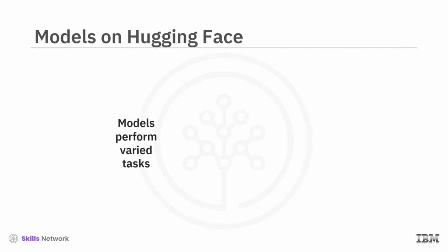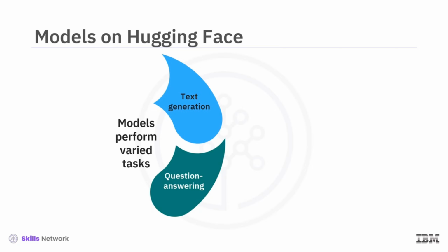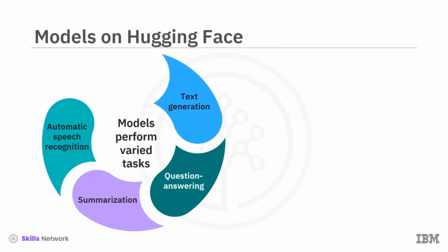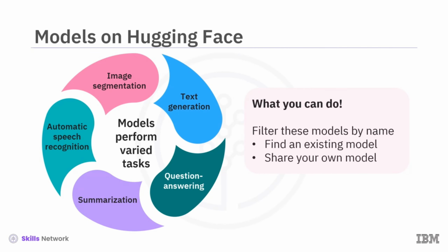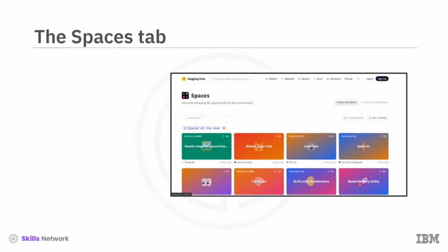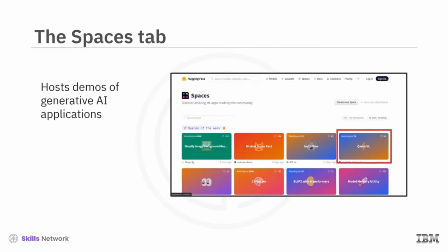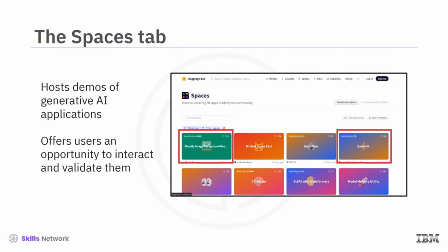The models in the library perform varied tasks such as text generation, question answering, summarization, automatic speech recognition, and image segmentation, just to name a few. Users can filter these models by name to find an existing model or share their own model with the library. Developers can also host demos of generative AI applications on the Spaces tab, allowing users to interact and validate them.